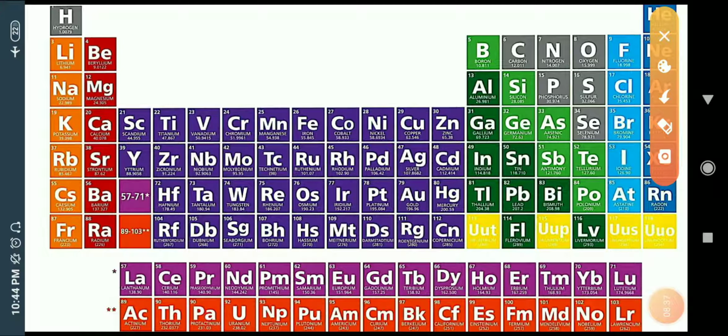Now we can see the elements from 57 to 71 and 89 to 103.